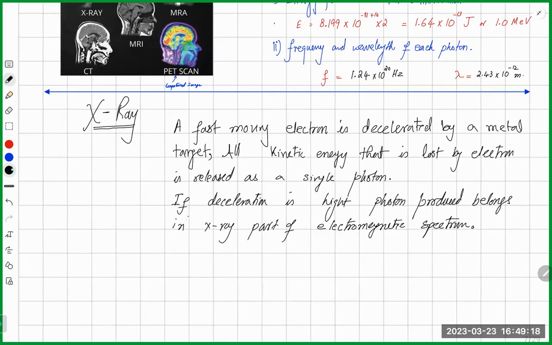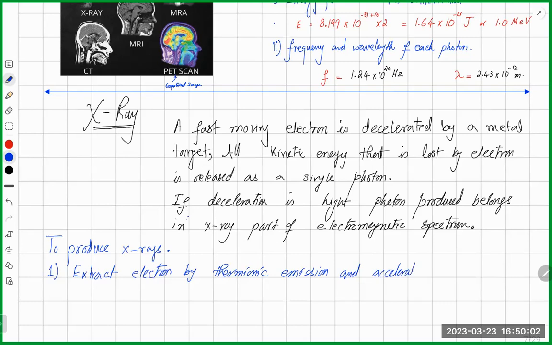So to produce X-rays, number one, extract electrons by thermionic emission and accelerate them using an electric potential.